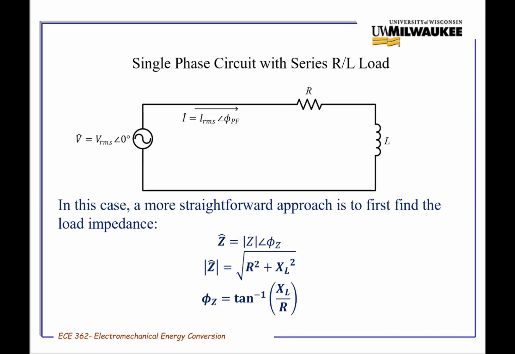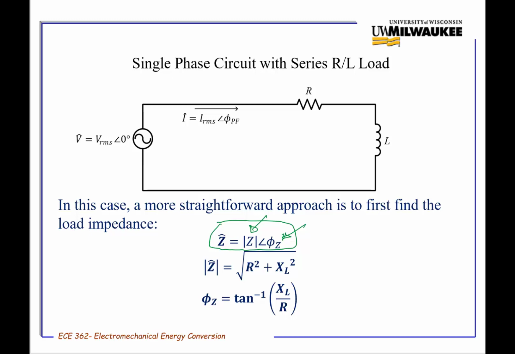So what is the impedance of the RL load? Well, the impedance in phasor form is going to have this representation. It's going to have a magnitude and it's going to have an angle. So there's a magnitude of Z and a Z phase angle.